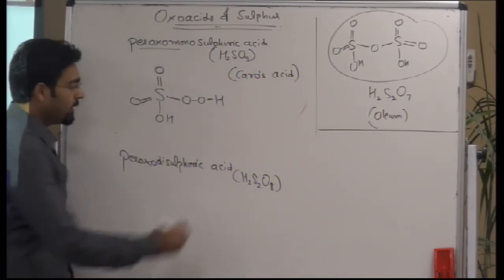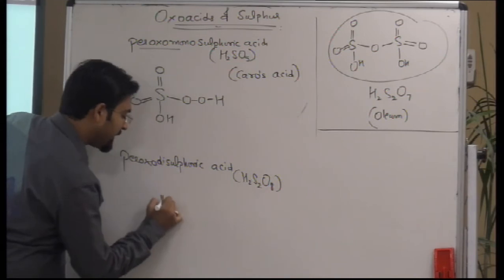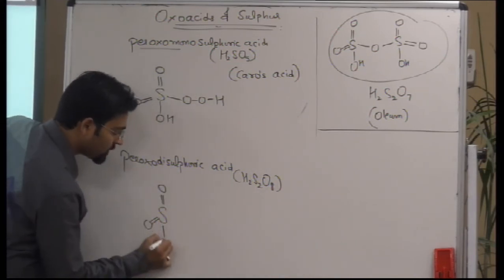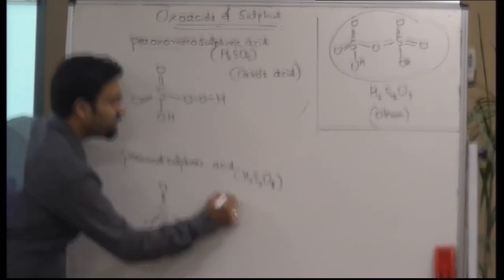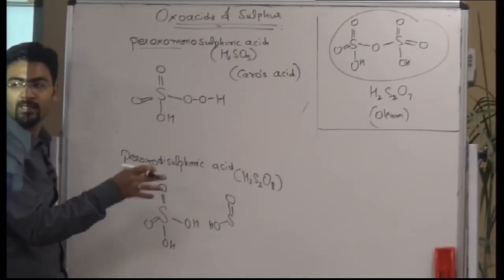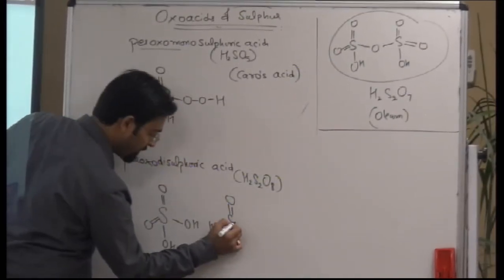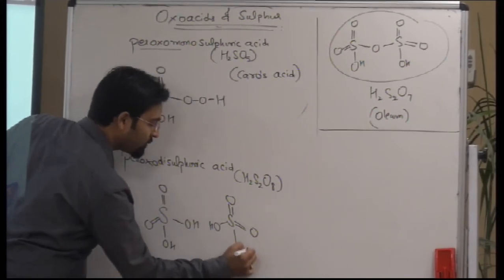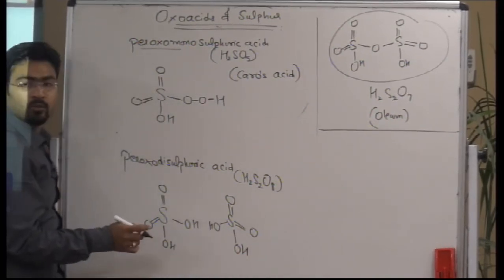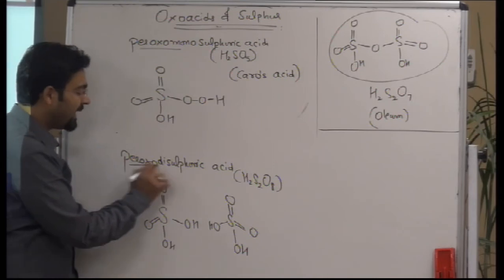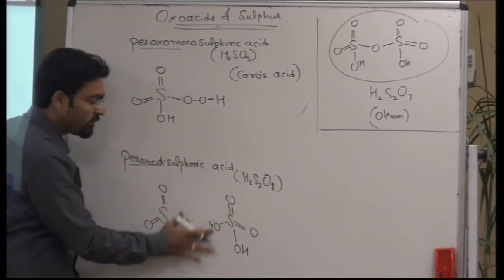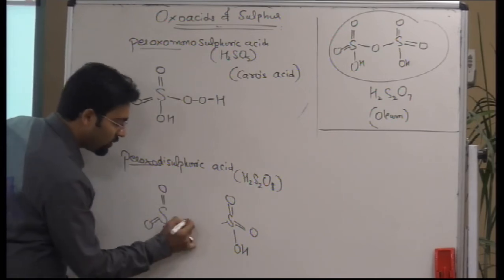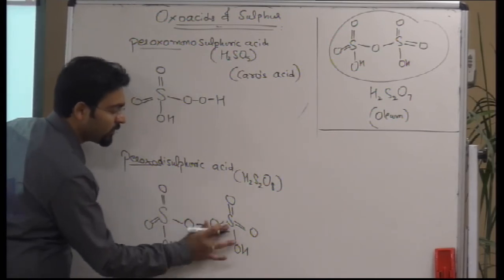In this case you have 2 sulfuric acid units. This is just the way you can remember it. This is not the way it's formed. This is just a way to remember the structure. So in the case of peroxodisulfuric acid, you have 2 sulfuric acid units, and between these 2 sulfuric acid units you have a peroxo linkage. That's how you can remember it.